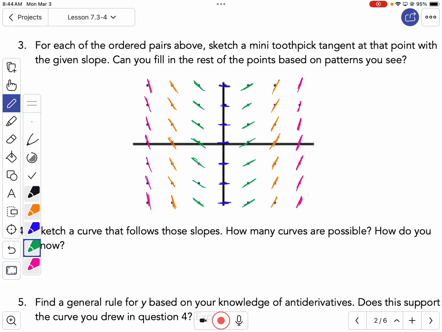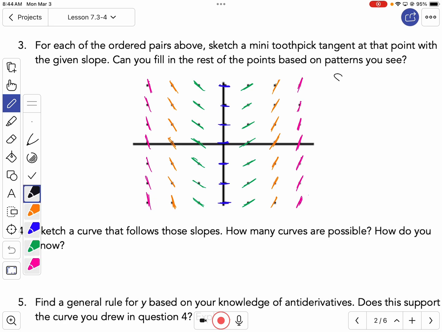Now, the good news is AP rarely ever asks you to fill out one this big. Usually they'll give you part of a grid and be like, fill in 6 dots, or fill in 8. So they won't ask you to do the whole thing. So just know that. And they're usually pretty intentional about which points they choose so they can see the definitive, do you understand what the slope is at this point?